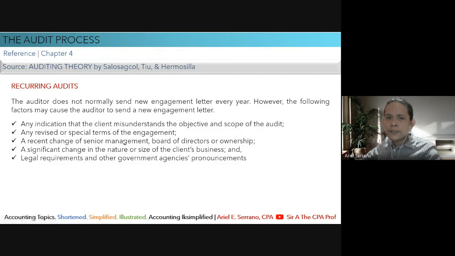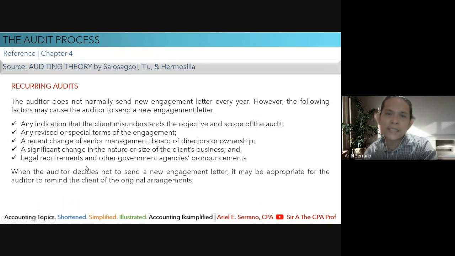A recent change of senior management, board of directors, or ownership. Kasi bagong bagong mga may-ari. So, maaring hindi nila alam before. So, pwede tayo mag-send ng bagong engagement letter. A significant change in the nature or size of the client's business. Biglang nag-boom. Okay? Dumoble yung laki. So, we need to send a new letter, or engagement letter, tawag namin dyan, EL, no? Legal requirements and other government agencies' pronouncements when necessary, if that happens, no?